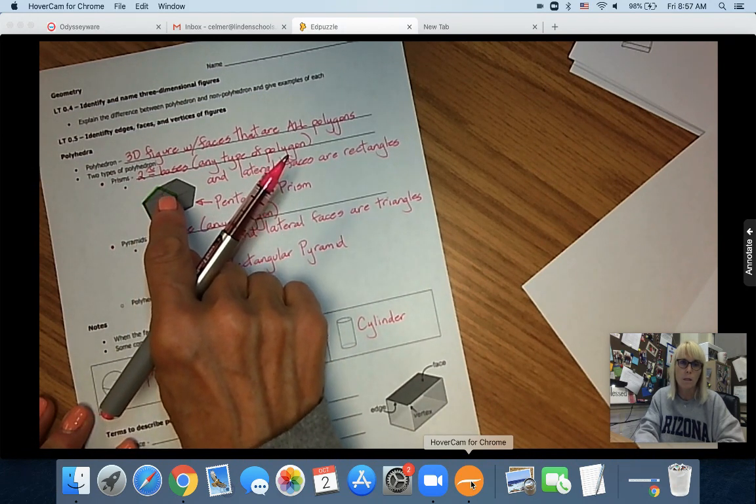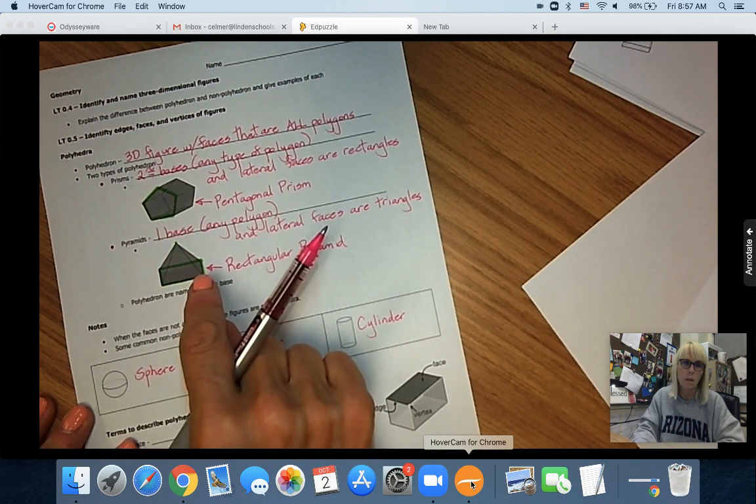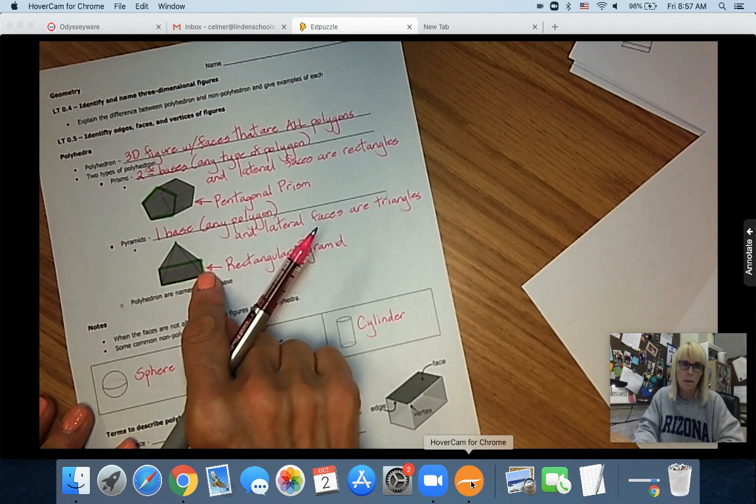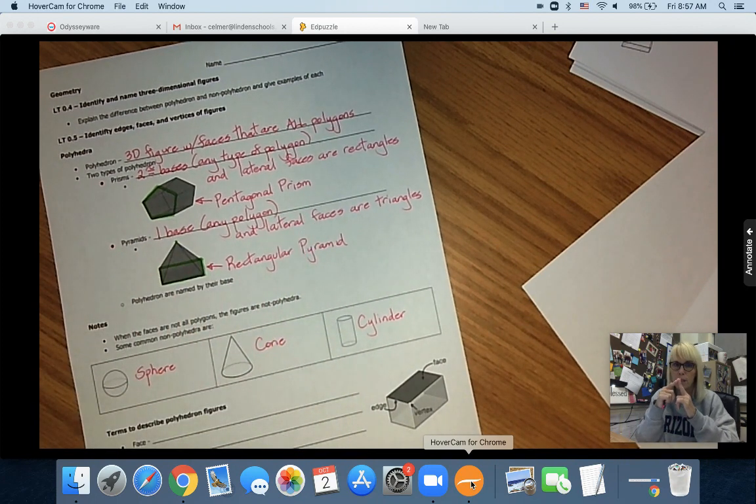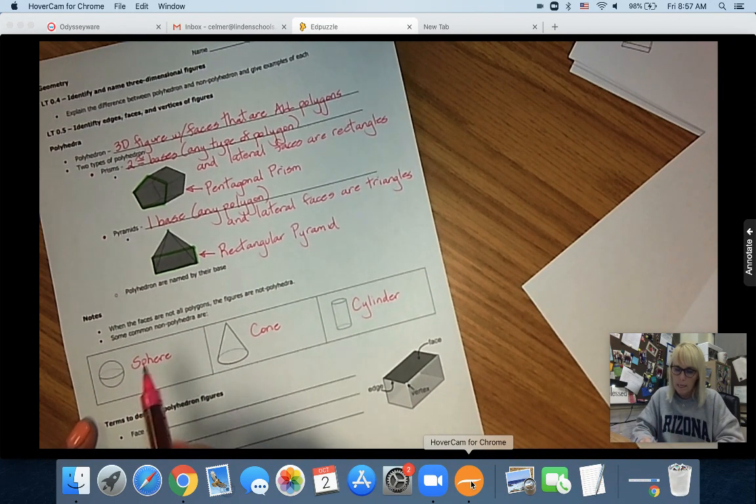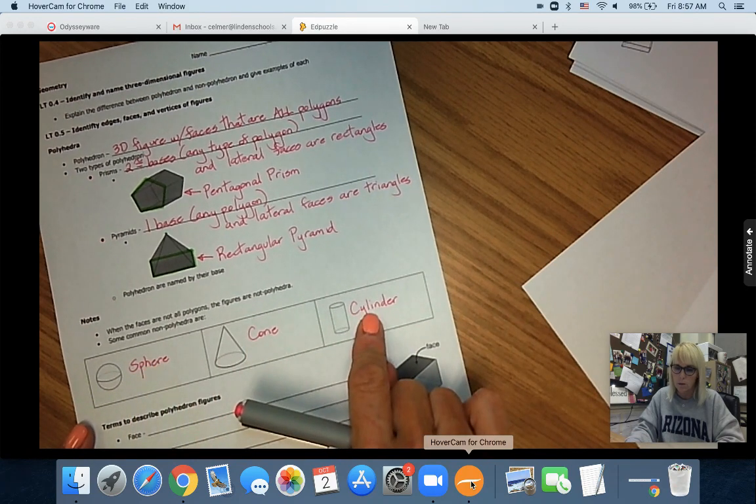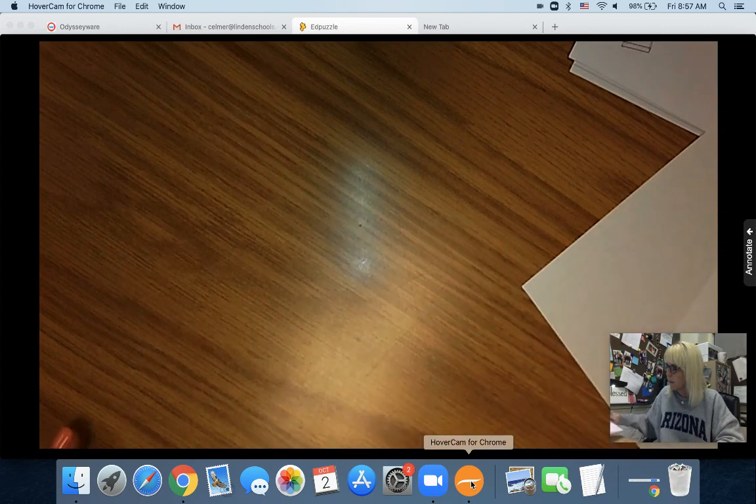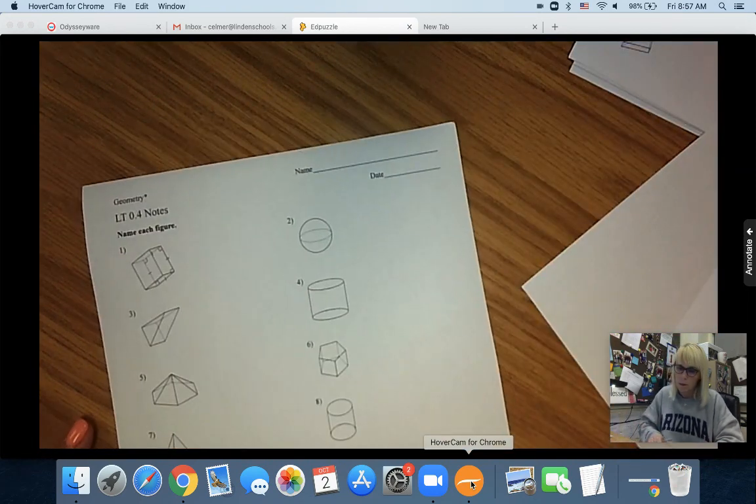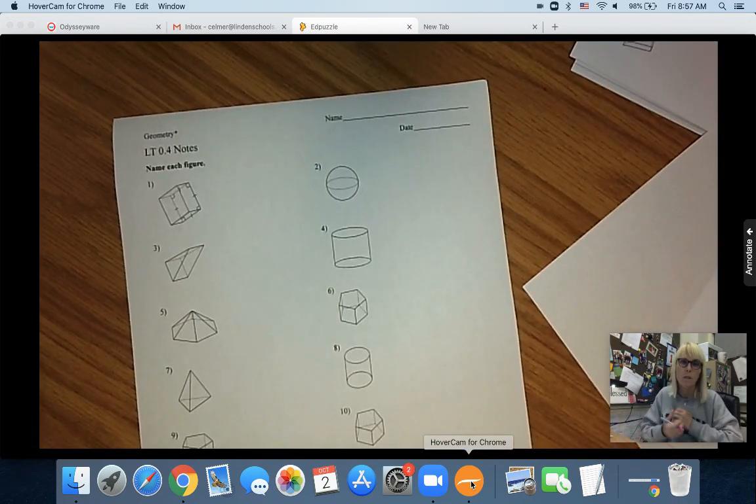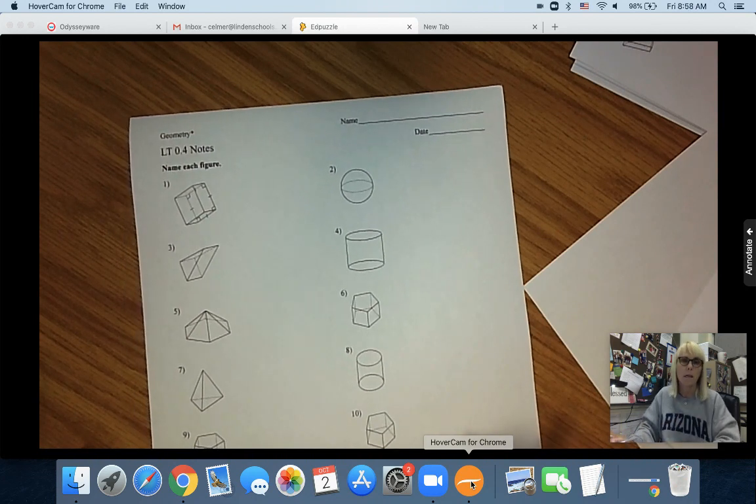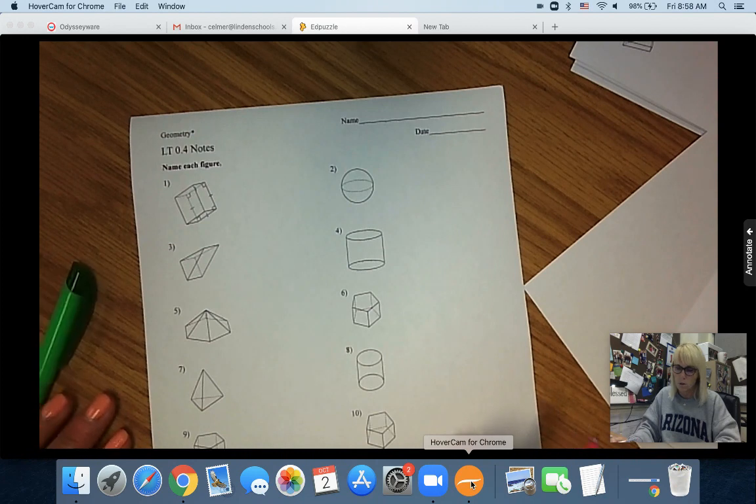So polyhedra are separated into prisms and pyramids. Okay, remember, pyramid comes to a point, just like you picture an Egyptian pyramid. The non-polyhedra, we're just going to deal with spheres, cones, and cylinders. Okay, so that's all I'm going to write on this paper today. I'm going to pull out this other sheet that just has a bunch of three-dimensional figures drawn, and it's just asking you to name each figure. So let's go through a few of these together.